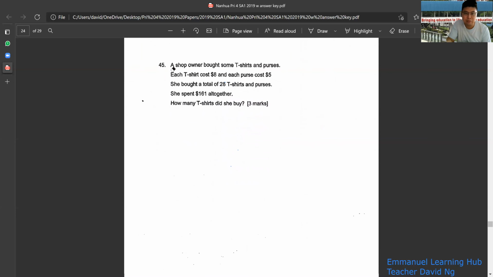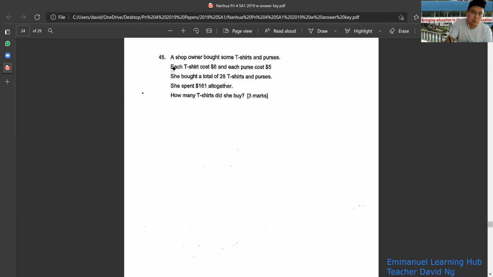Try 45. Okay. Using assumption method. Now you know how to use assumption method, right? Yes. Some of it, but not fully. You try 45 using assumption method.